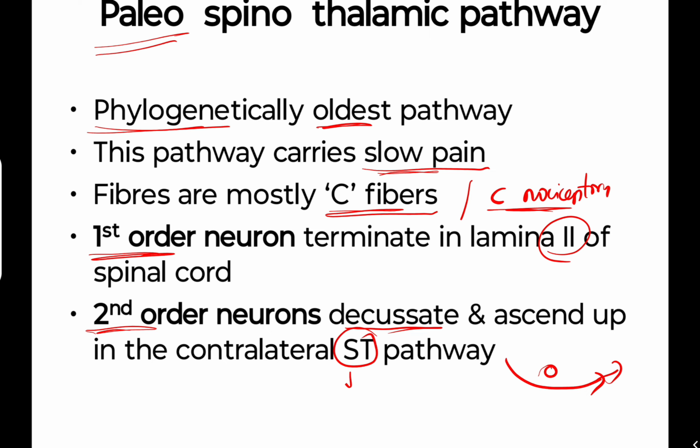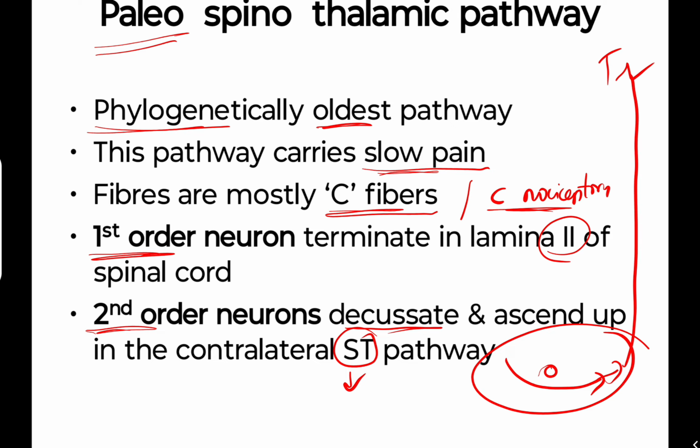ST pathway means spinothalamic pathway, because now we know we are talking about the spinal cord. So the fibers are going from the spinal cord till the thalamus. So we call this pathway the spinothalamic pathway. Usually whenever we refer to the word tract, remember it is nothing but a bundle of nerve fibers.